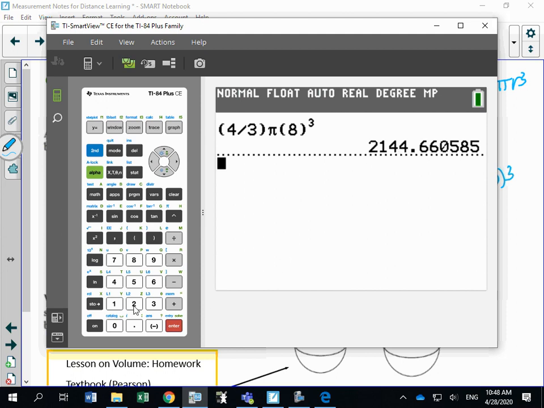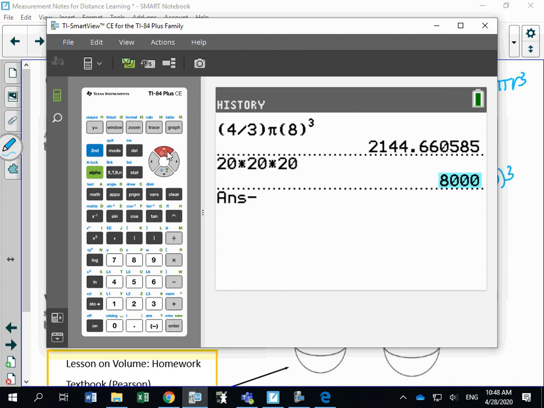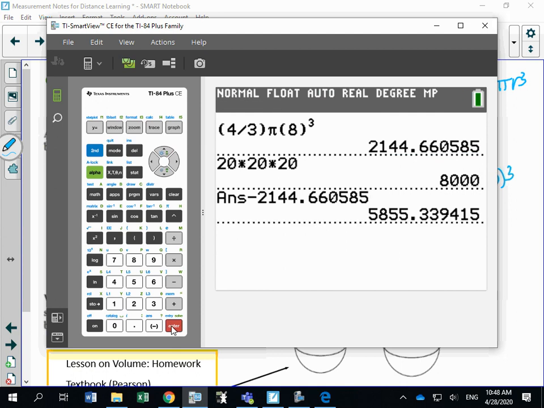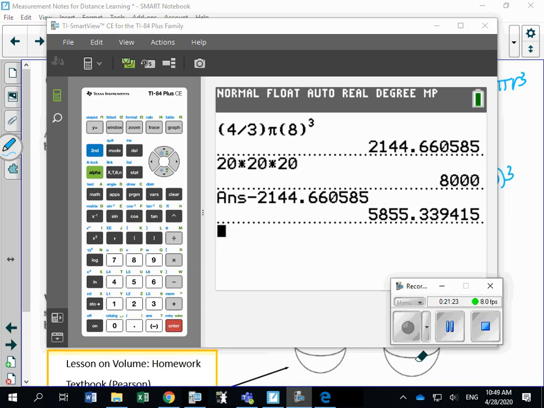The volume of my box, remember it was 20 times 20 times 20. So there's my box. I'm going to subtract the volume of the basketball, and then I could round at the end. The volume of leftover space in this object. Now, what did I do wrong? Because I'm getting a different answer. I'm just going to pause this for a second so I can figure out what I did wrong.